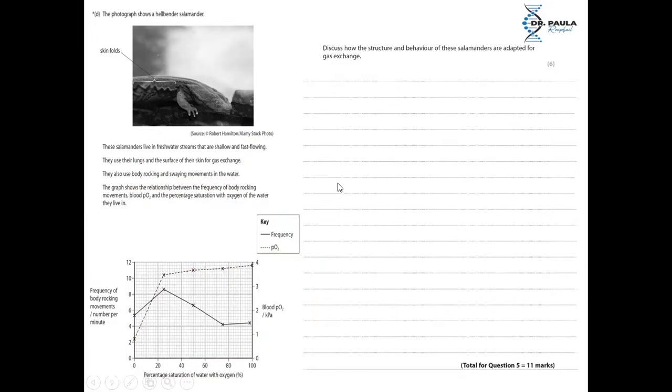Then let's see the question. Discuss how the structure and behavior of these salamanders are adapted for the gas exchange. So I have to organize my ideas as we said at the beginning, and we have to cover both structure and behavior, and we have to use all given data.